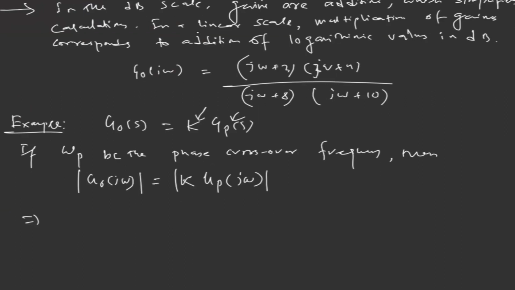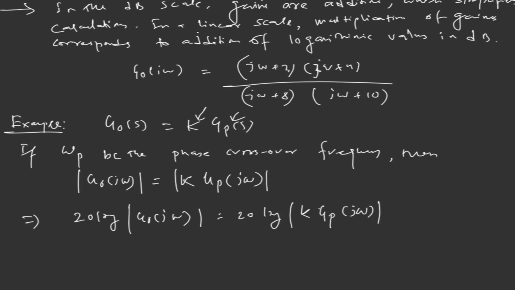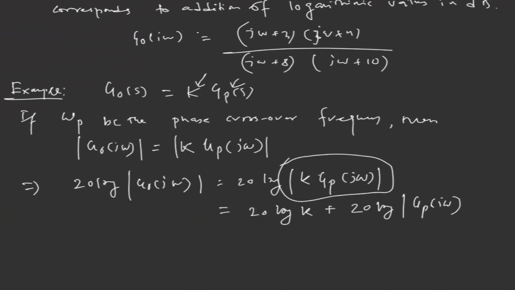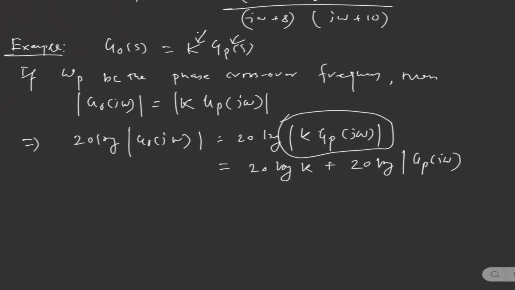And if you take the 20 log of both sides, 20 log G naught j omega, we can write 20 log of K into Gp at j omega, or we can write 20 log K plus 20 log Gp j omega. So it was previously in multiplication form, now it is in addition. So we can easily visualize each individual component in the transfer function. This is quite easy for analyzing the system.